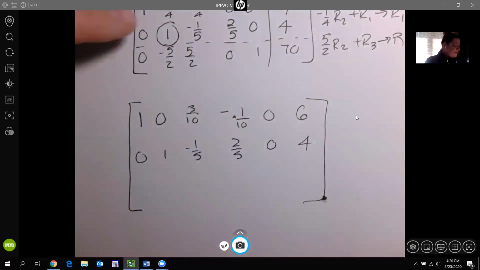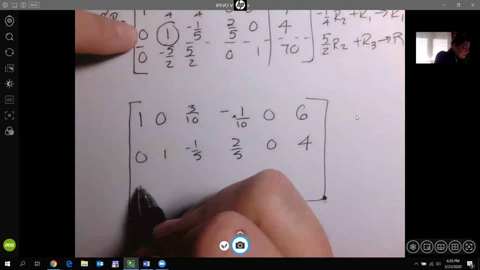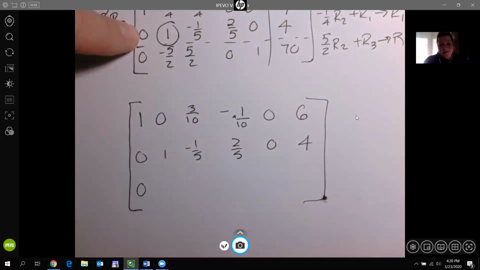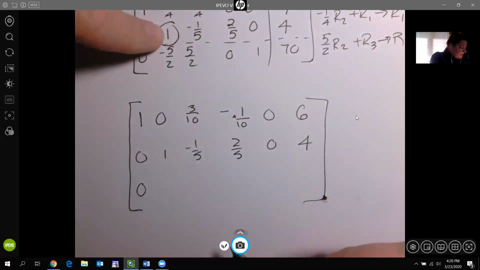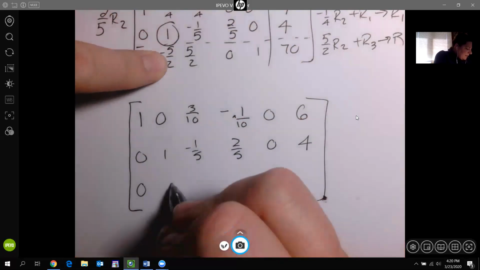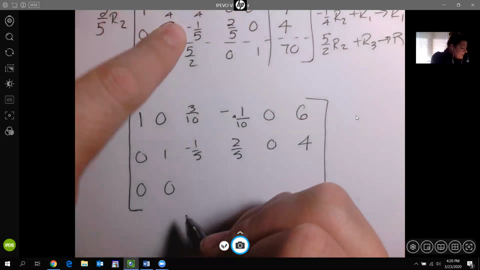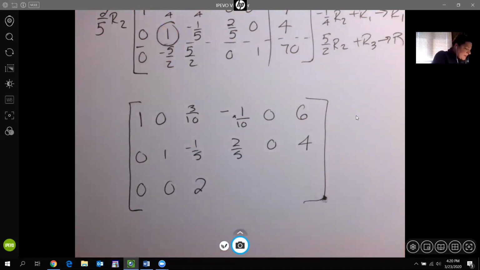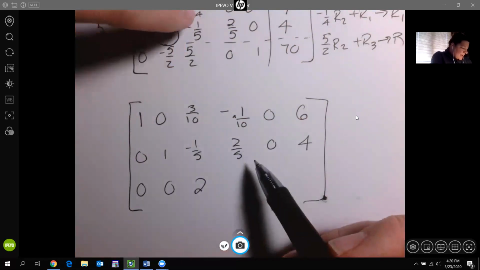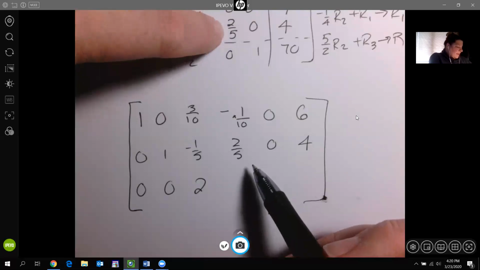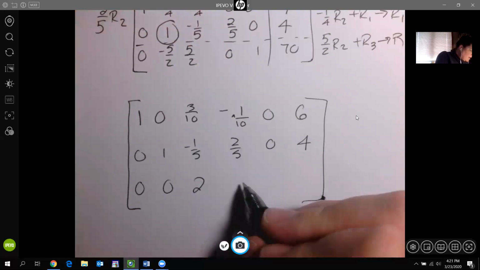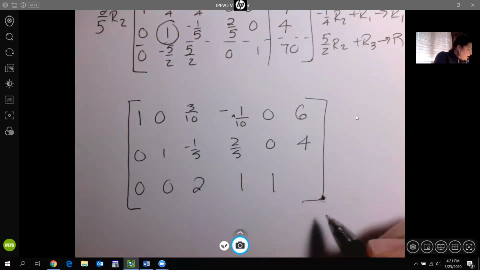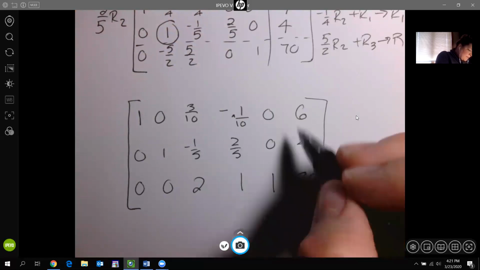Last one, we do 5/2 times all of these, so 5/2 times 0 plus 0 is 0. So we kept our zeros. That should always happen. So 5/2 times 1 plus this is 0. 5/2 times negative, it's 2. 5/2 times 2/5 plus 0 is going to give me 1, and then you're going to get 1 here, and then you're going to get 80 here.